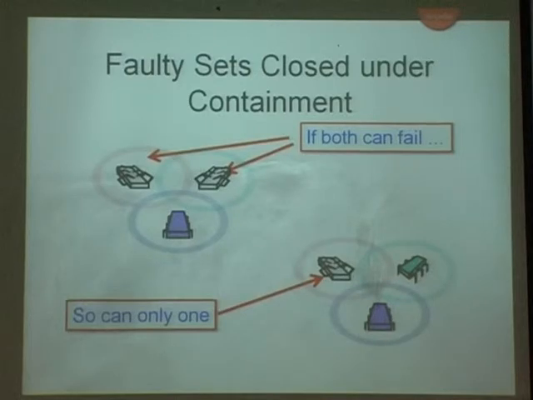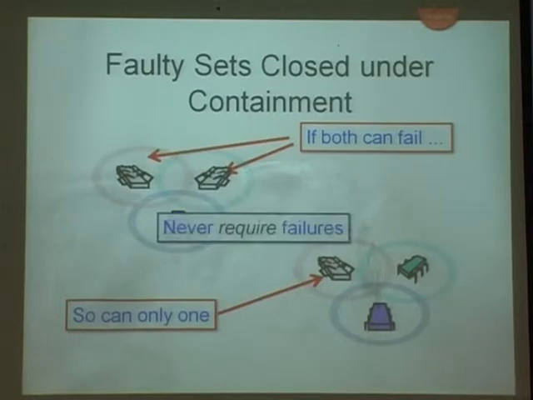There's an alternative model where this isn't true: if both of these can fail, then if one fails, the other must fail. This was Ellie's argument. We're going to reject this as a reasonable model because we don't want to ever require failures. The reason this is a really bad idea is that you can come up with really pathological cases. For example, suppose I tell you that the failure sets are all but one process. Then you can solve consensus.